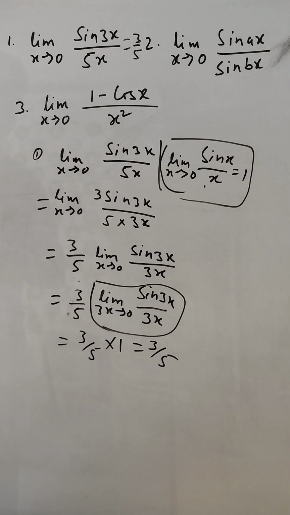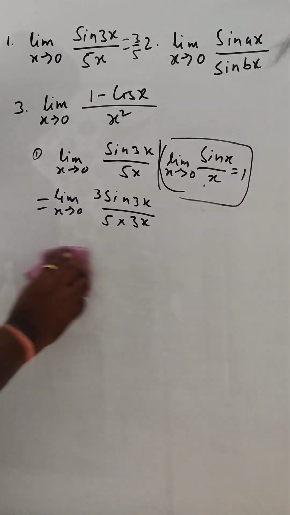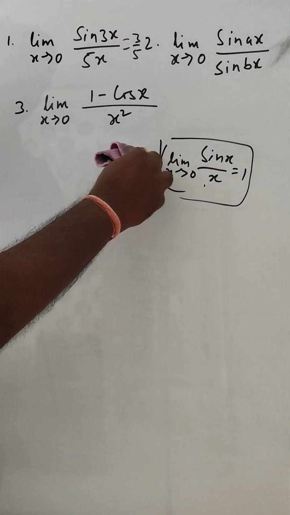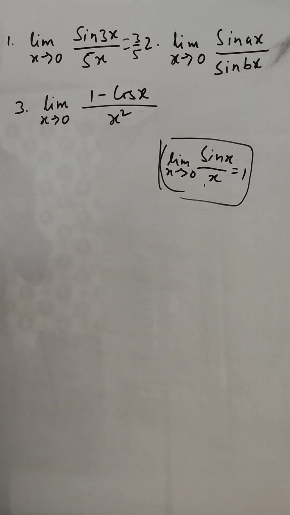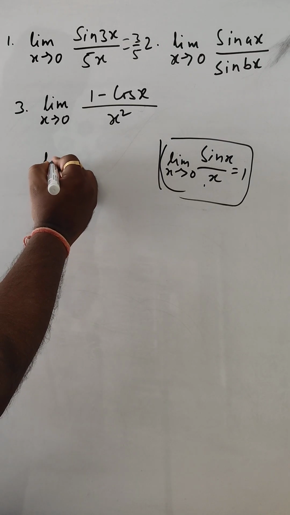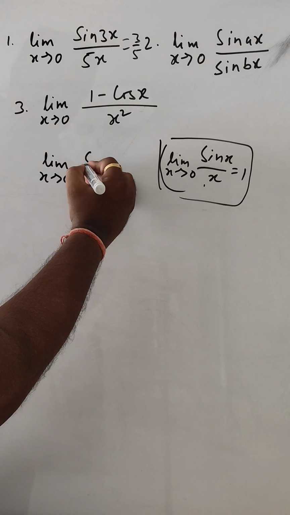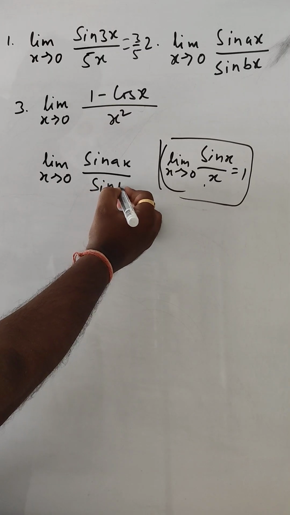Okay, so we'll solve problem number 2. We'll wrap this. Okay, so we are going to wrap this. Problem number 2. What is problem number 2? Limit x tends to 0 sin ax by sin bx.